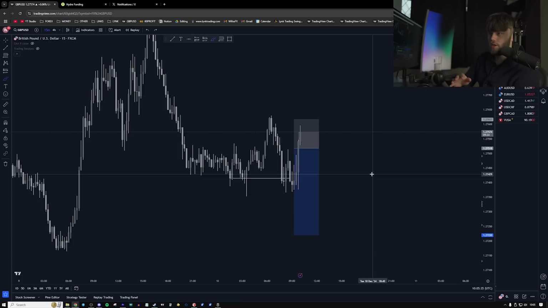But that's the only management I do. I don't trail my stops, I don't move stop loss to break even, I don't take partials, I just let the trade run. Simple as that, unless there's a break of structure to invalidate the trade. That's the only thing that would change this current setup for me at the moment.